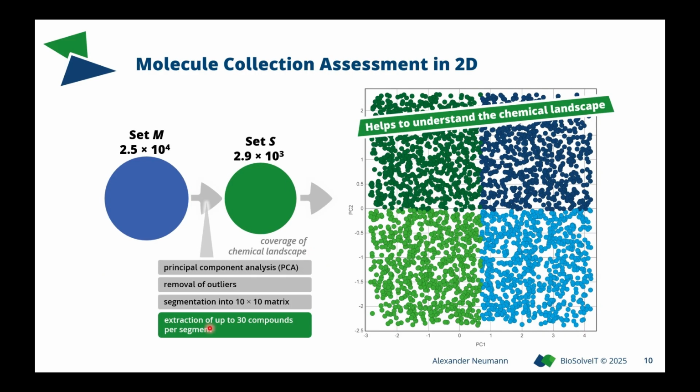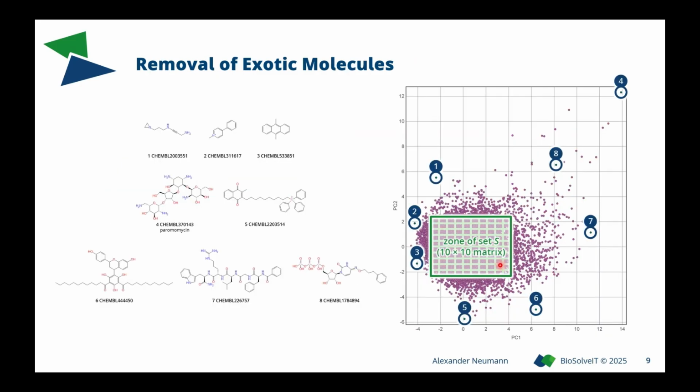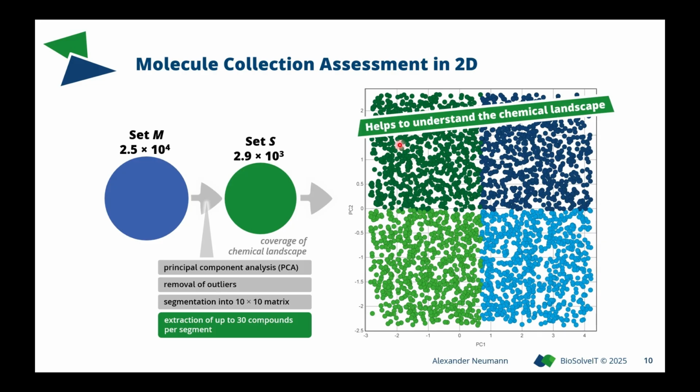And then we did a segmentation. So basically, we divided zone S into a 10 times 10 matrix. And from each zone, we extracted 30 compounds. The idea here was to actually cover a very diverse set of compounds that is also homogeneously distributed in zone S based on the principal components, which led us to this beautiful visualization, which can also help us to understand the chemical landscape of the benchmark set.